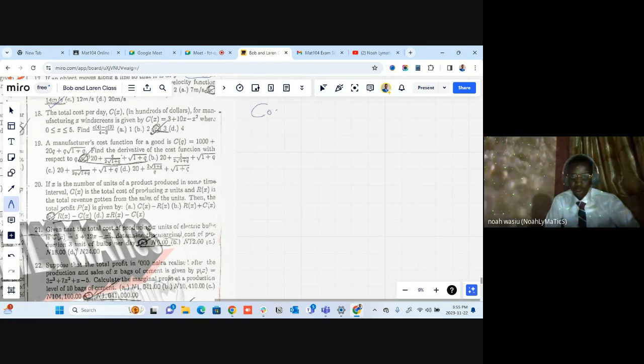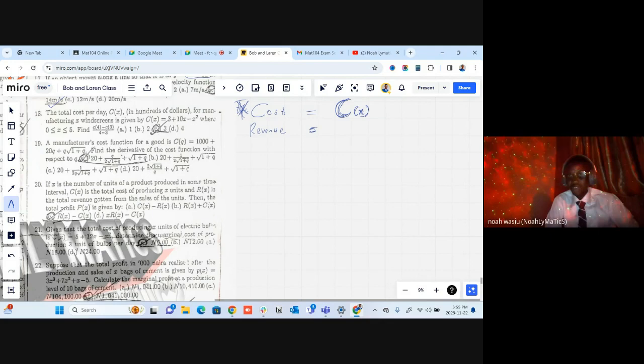We have what we call cost. Cost is represented as C of X. You can call it total cost. The total cost is capital C of X. If they did not put total cost, if it's ordinary cost, it's still the same thing. You must understand all these terminologies before you start solving these questions.